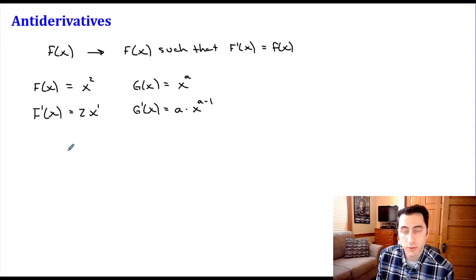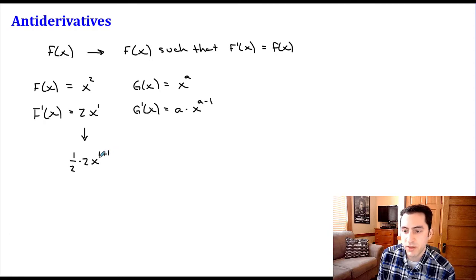Now let's go backwards and think about what we need to do to go from this derivative back to our original function of x squared. So to get there, I need to cancel out the 2 that came down out front. So I would need to multiply by 1 over 2. And then I also need to add 1 back into the exponent. So that will give me my x squared.